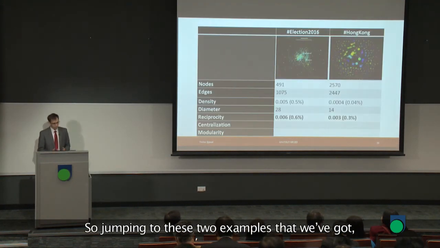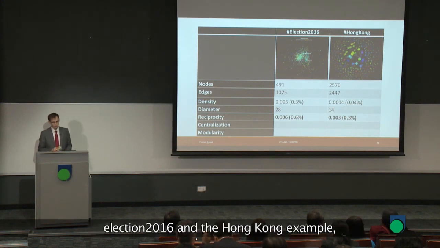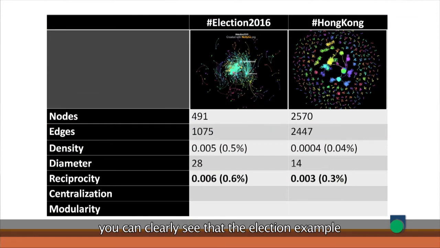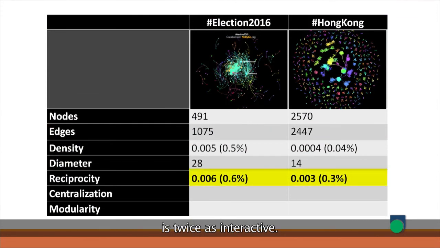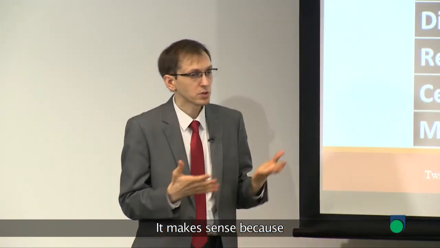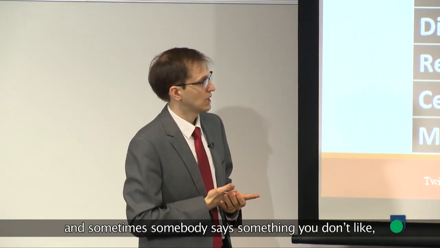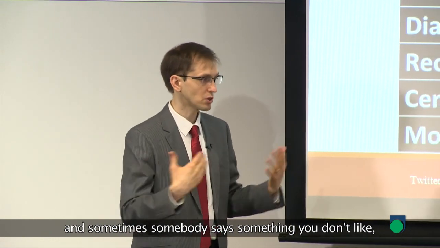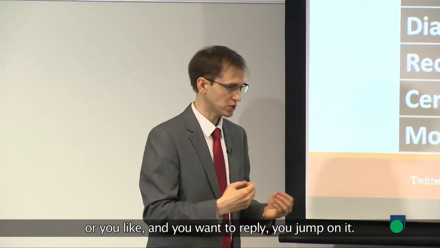So let's jump into these 2 examples that we got, election 2016 and the Hong Kong example. You can clearly see that the election example is twice as interactive. Both measures are small, right? One is 0.006, the other is 0.003. But relatively, we can see that the topic of election 2016 triggers more interactions. And again, that makes sense because they're all talking about the same topic. Sometimes somebody says something you don't like or you like and you want to reply, you jump on it.